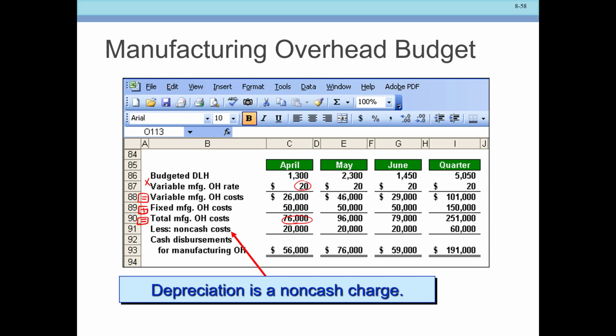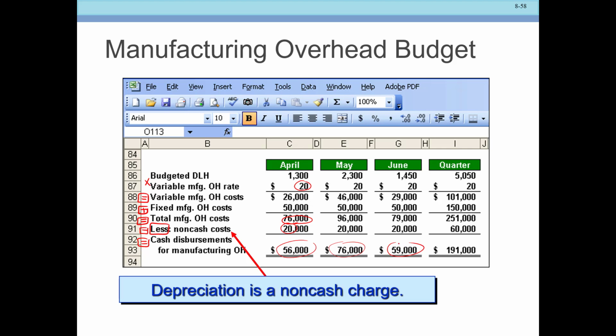But actually I'm doing all of these budgets in order to reach the cash budget. So I don't need the total manufacturing overhead cost right now, but I need the cash disbursement, the amount of cash that will be paid. So I'm going to subtract the non-cash cost, which is also given in the question, which is $20,000, in order to reach the cash disbursement. This is the actual cash we're expecting to pay for the manufacturing overhead.